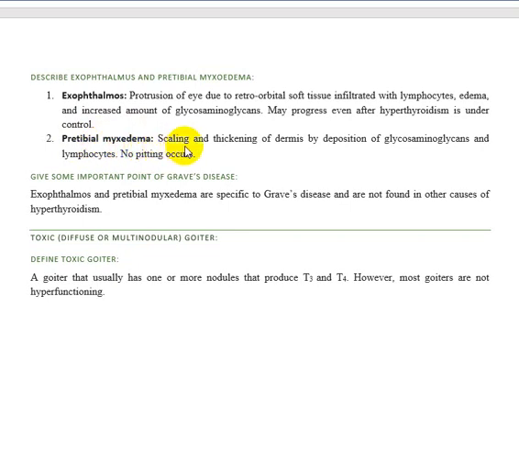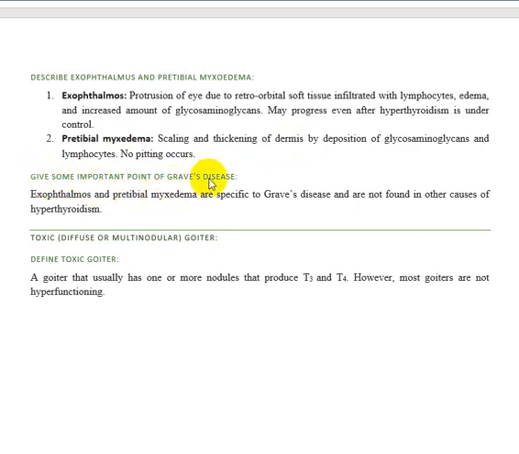Now you have scaling and thickening of dermis. So you see that this myxedema is not associated with pitting. So with myxedema, you have scaling and thickening of dermis due to deposition of glycosaminoglycans, and the tissue contains more water. No pitting occurs. You see that the characteristic here is no pitting. So we have scaling and thickening of dermis above the pretibial area with no pitting.